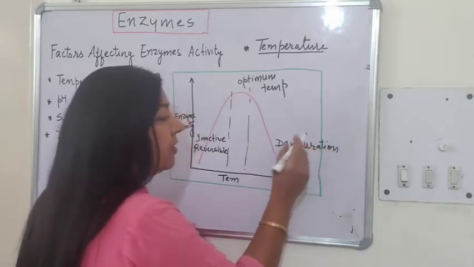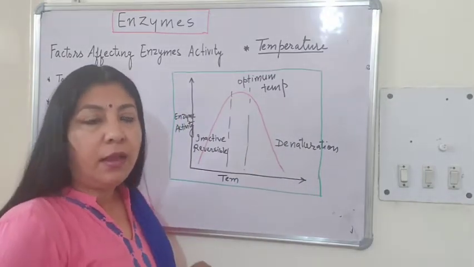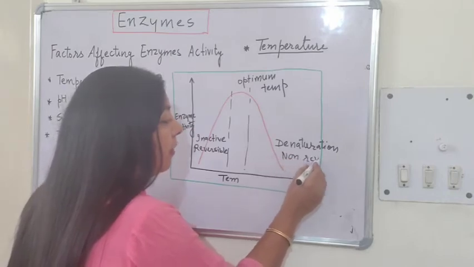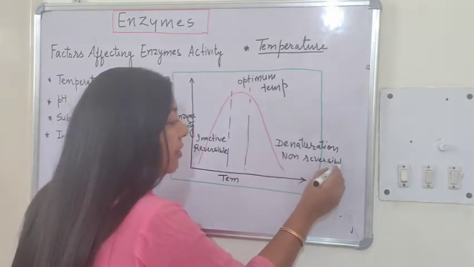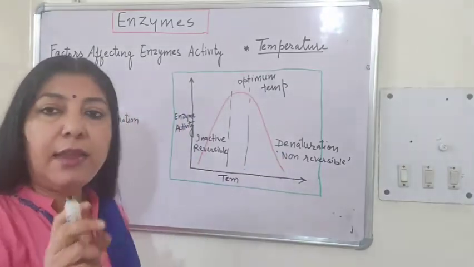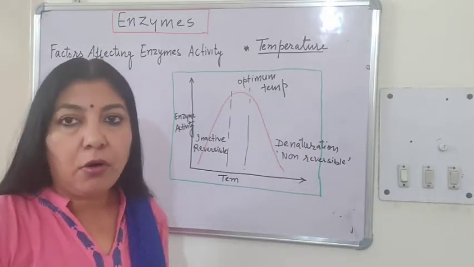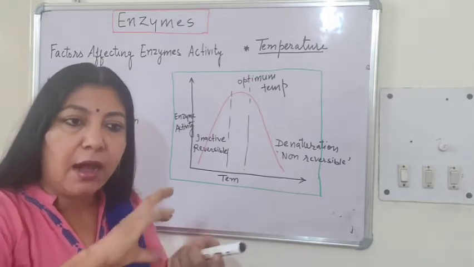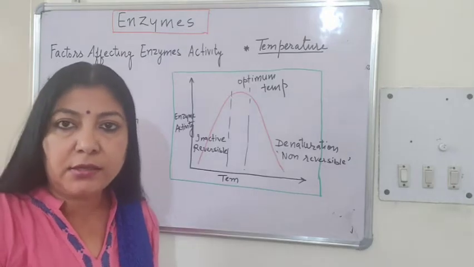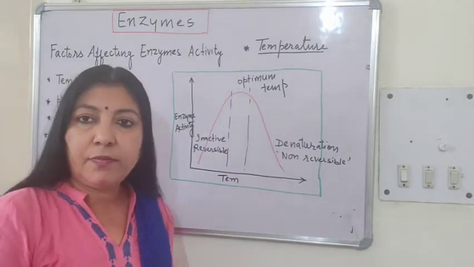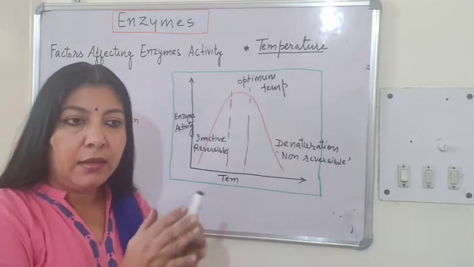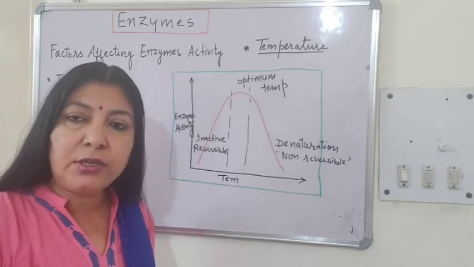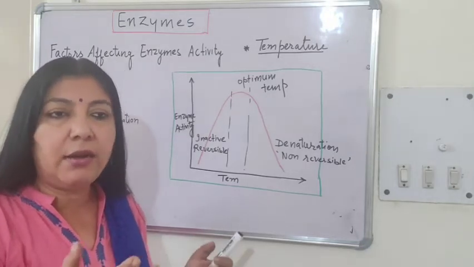Denaturation means the enzyme structure is destroyed, and this is non-reversible. When a temperature is reached where the enzyme becomes denatured, because all enzymes are tertiary proteins, and these proteins are folded three-dimensional structures, when we heat them to a very high temperature, the bonds are broken, the protein gets denatured and the active sites are lost.